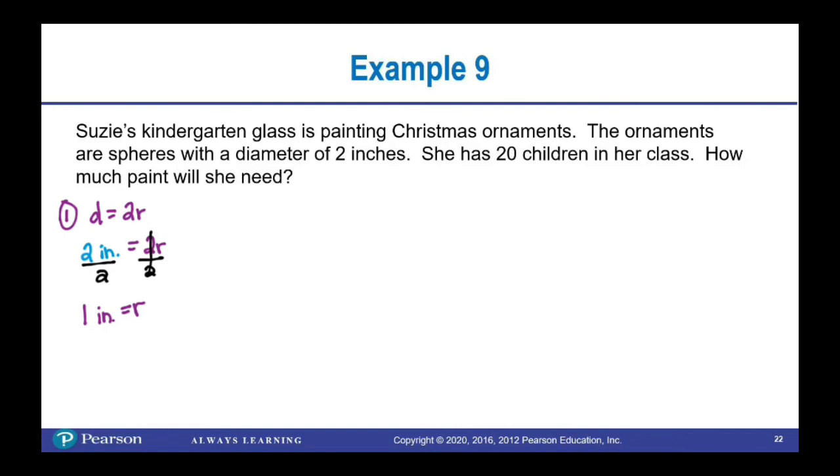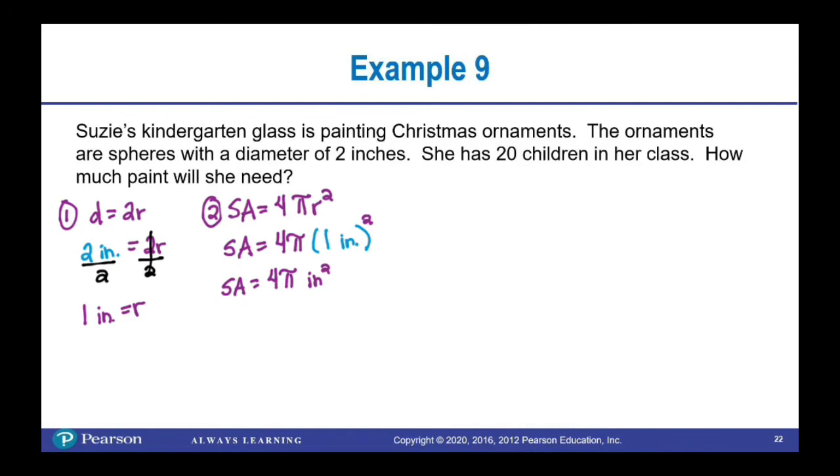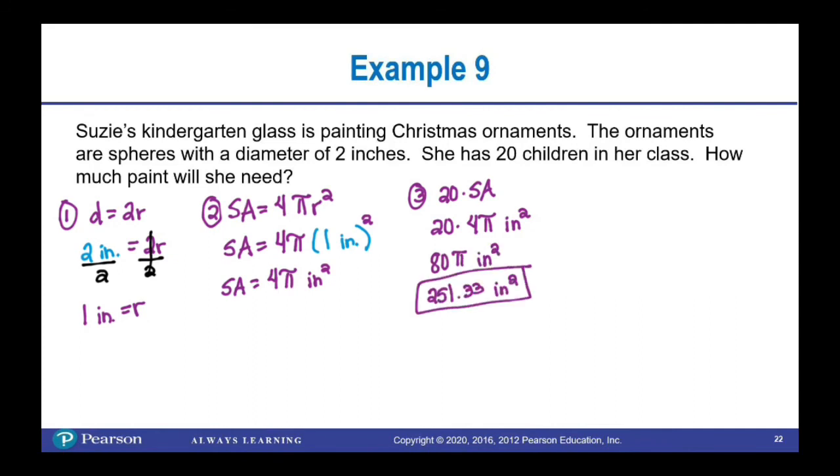Then I find the surface area of one Christmas ornament. So 4 pi r squared, plug in your radius is 1 inch. That gives us 4 pi square inches. Now since Susie has 20 children in her class, I'm going to multiply the surface area times 20. So 20 times 4 pi square inches is 80 pi square inches, or approximately 251.33 square inches.